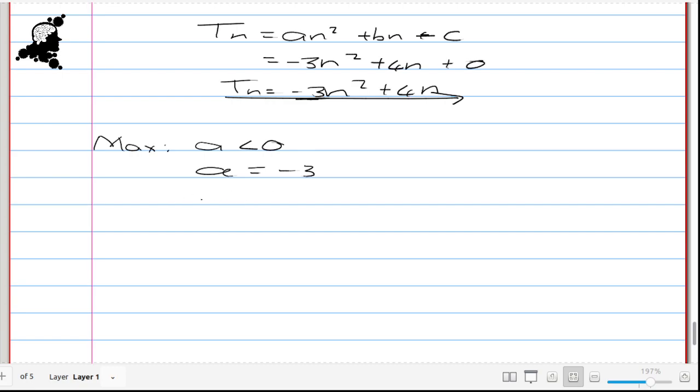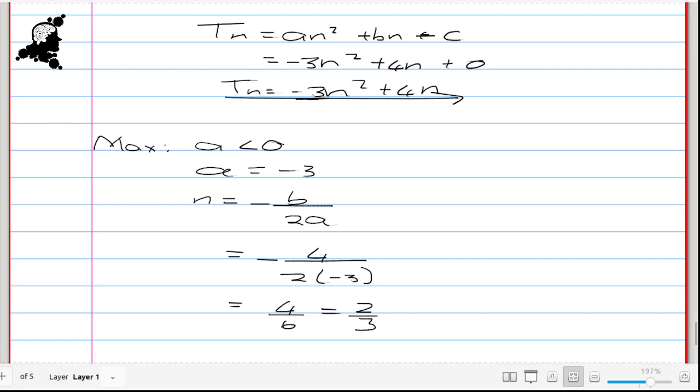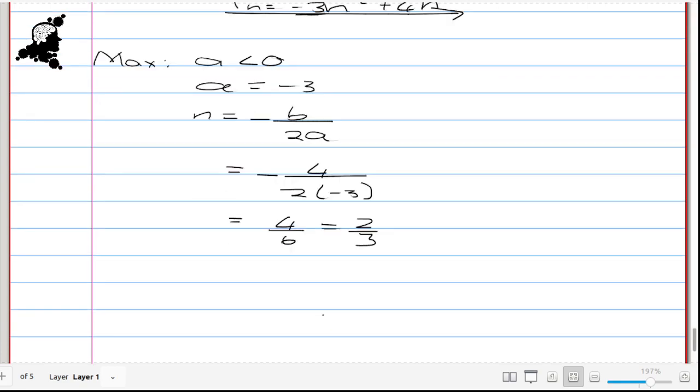To determine that, we need to say n is equal to -b over 2a. This is going to be negative the value of b, which is 4, over 2 into the value of a, which is -3. Let's see what this is going to give us. So this is going to give us positive 4 over 6, which is going to give us 2 over 3. Since n is not an element of natural numbers, we can say that there is no maximum.